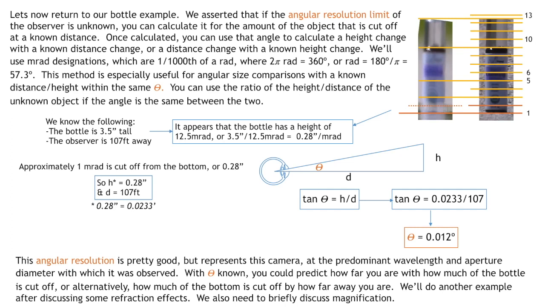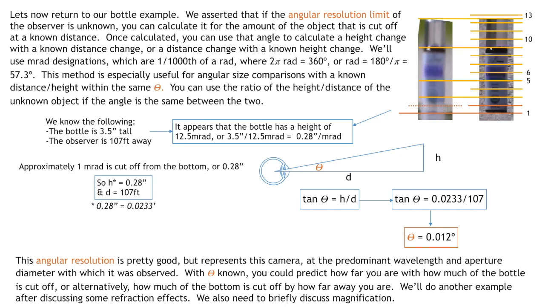You can use the ratio of the height to distance of the unknown object if the angle is the same between the two. In other words, if one object is within or obscuring a distant object, they are assumed to have the same angular size, and you can then use the ratios to calculate the distance or height between the two. That's not what we're going to do here, but you can see the effect of doing some calculations on pictures.